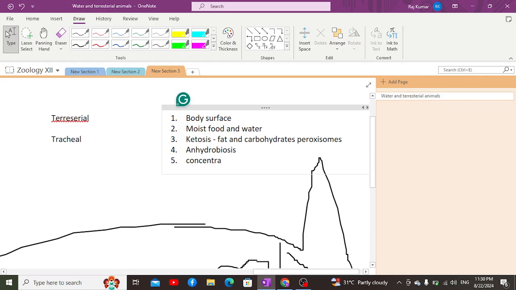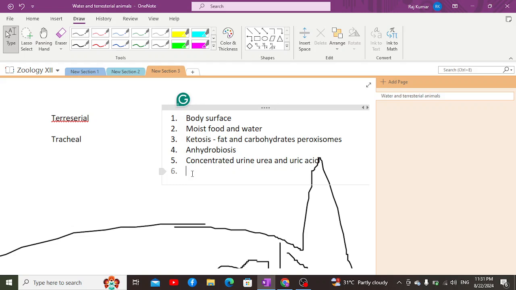On the other side, we have concentrated urine. They produce concentrated urine with the secretion of urea or uric acid. For that, they have highly developed kidneys and intestines, which have the capability to actively reabsorb water multiple times to make the urine as concentrated as possible, depending upon the need for water in the environment.